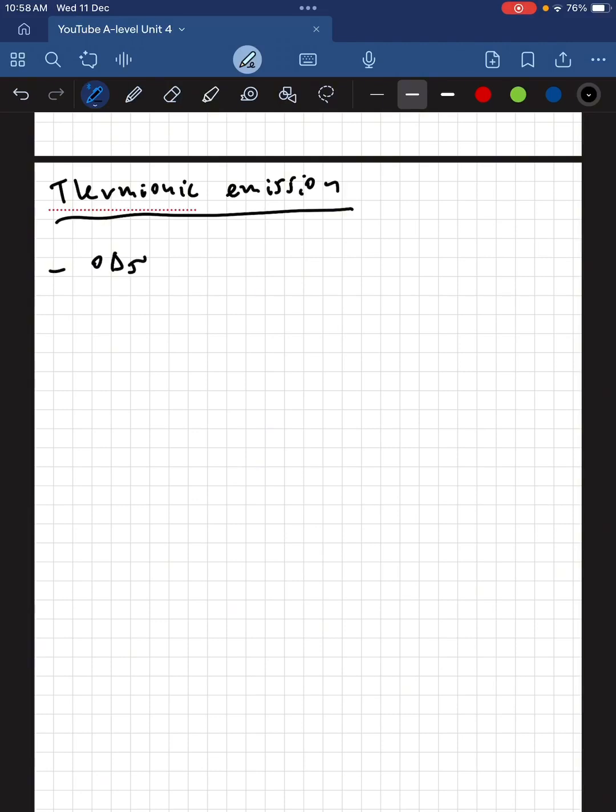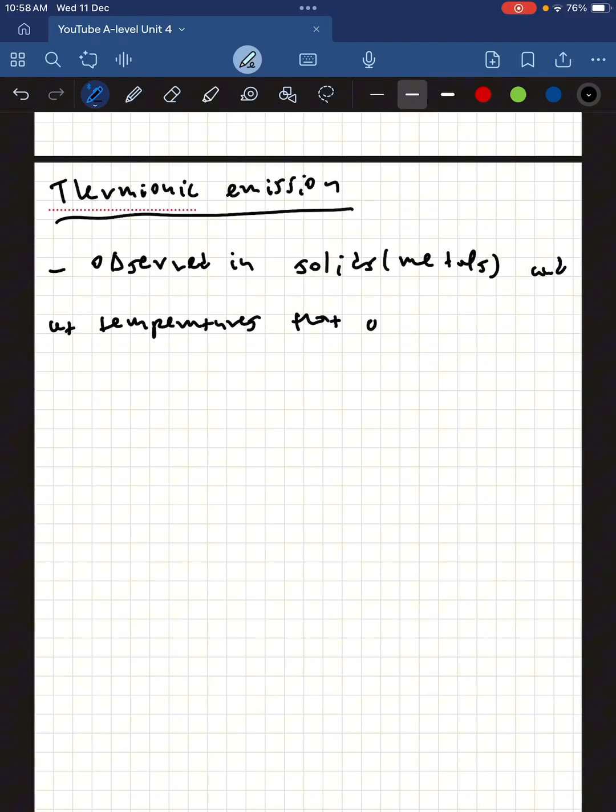The last topic I want to talk about in this video is the thermionic emission of electrons from atoms. So this is a phenomenon that is observed in solids, so metals mostly, okay? And at temperatures that are really high.